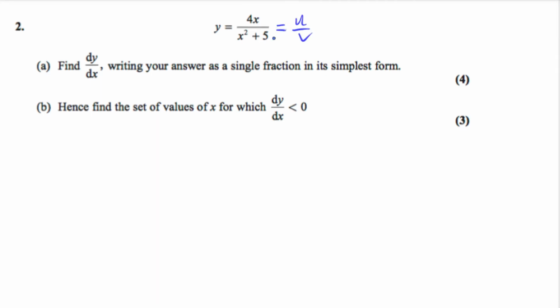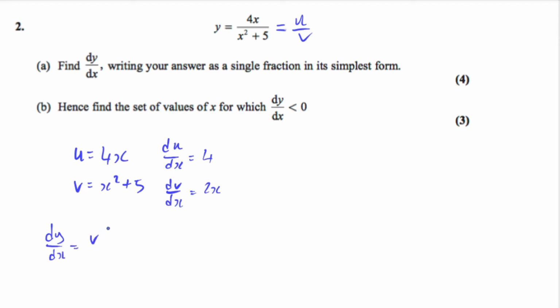Comparing the numerators and denominators, we can see that u equals 4x and v equals x squared plus 5. Differentiating 4x gives us du dx equals 4, and differentiating x squared plus 5 gives us dv dx equals 2x. Remembering the quotient rule, we know that dy dx is equal to v du dx minus u dv dx all over v squared. Now to get the final answer for part A, we just need to substitute these values into the quotient rule.